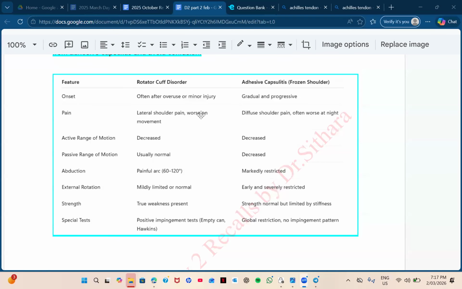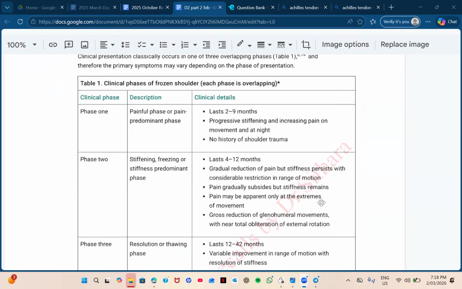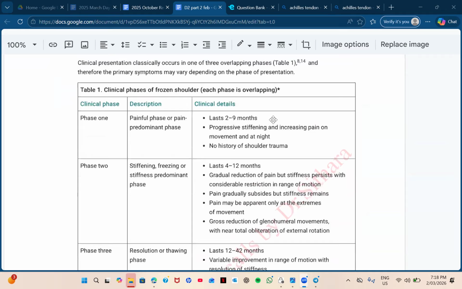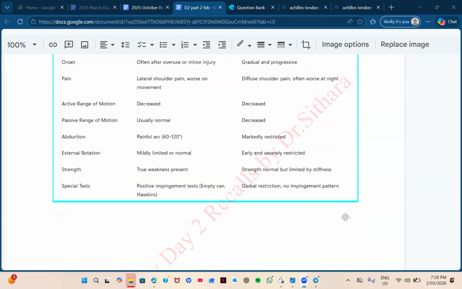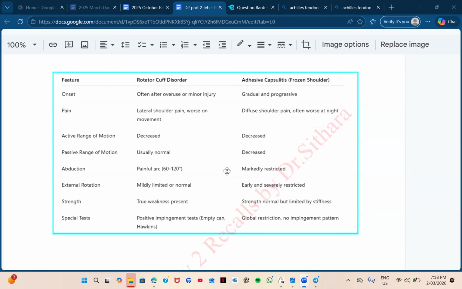Okay, adhesive capsulitis, frozen shoulder. The onset is gradual and progressive, right? We all know it's a chronic disease, and even painful. When we discuss the phases, it's also monthly, like 2 to 9 months, then 4 to 12 months, right? It's a gradually occurring disease. Then the pain is diffuse shoulder pain, a dull pain, often worse at night.